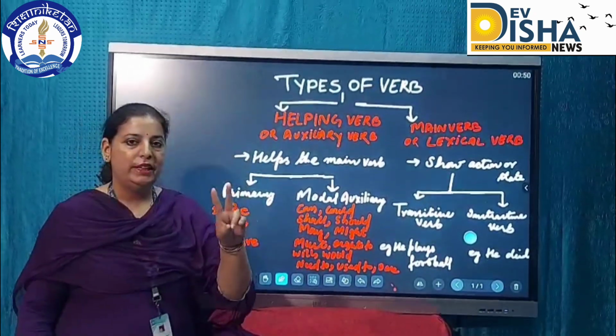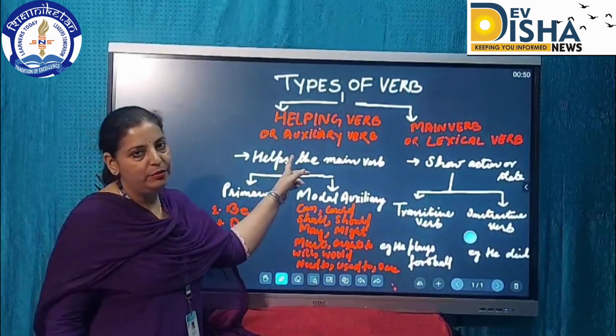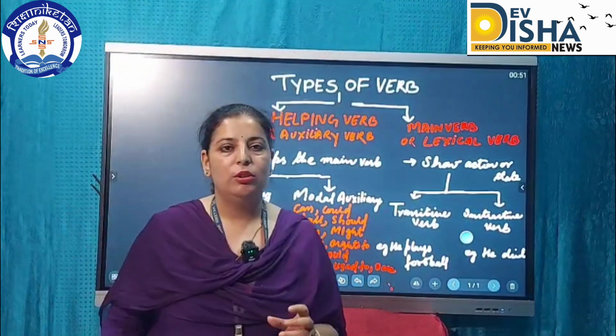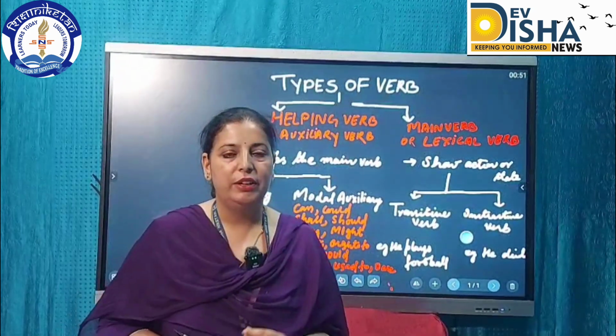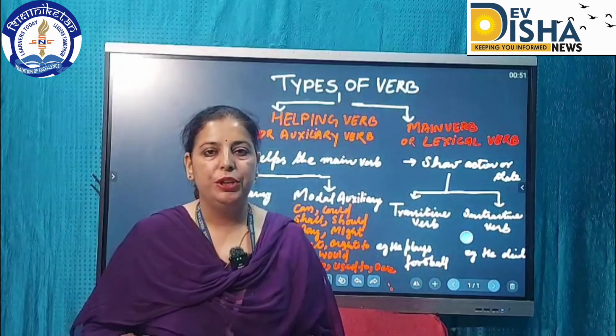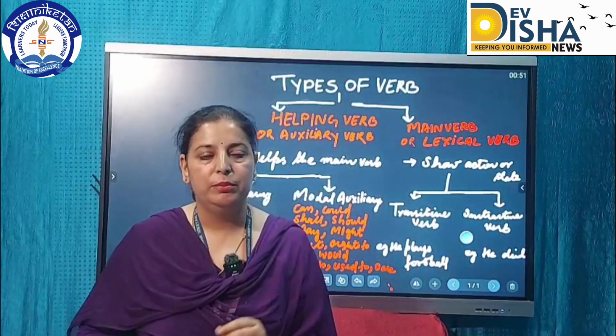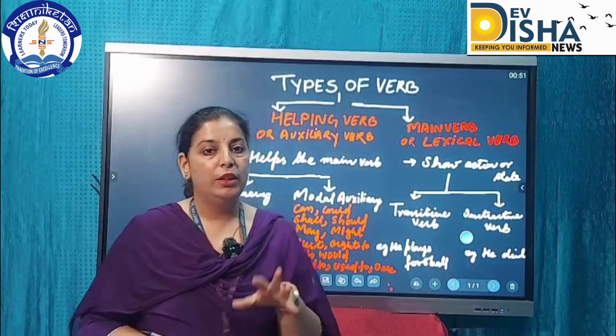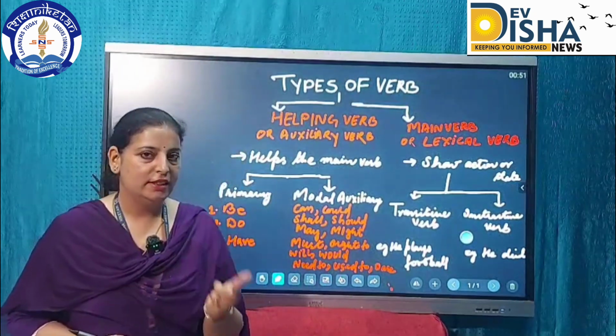We have two main types of verbs, called helping verbs and main verbs. The names are very familiar to us, because whenever we make or narrate a sentence, we use a helping verb as well as a main verb. But what is the usage of a helping verb and what is the usage of a main verb? Let us understand this.